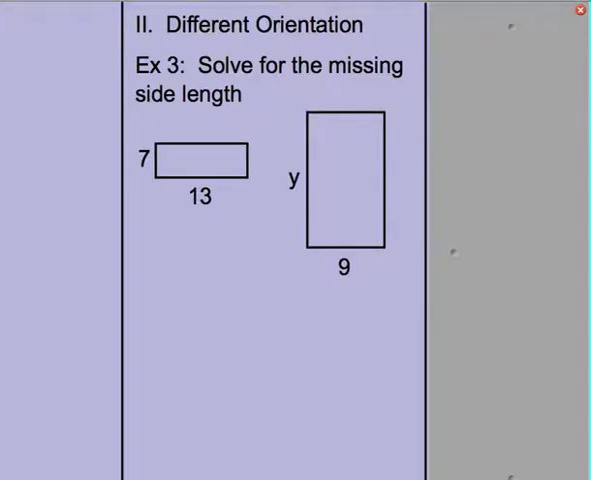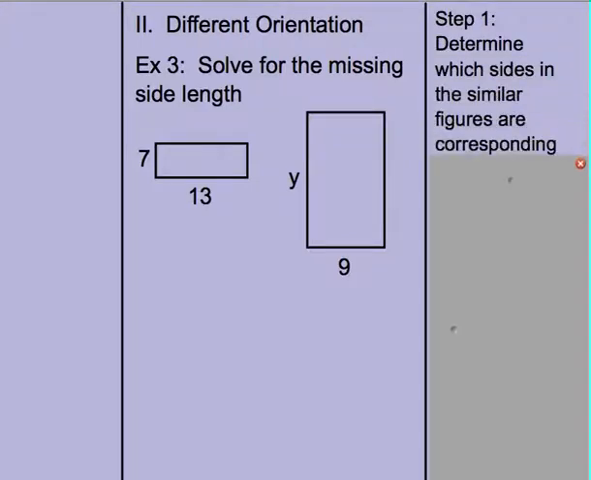Alright, so the last thing that we need to learn is what to do when our figures have a different orientation. So as you can see when you're looking at our rectangles, the first one is laying the long way, and the second one is laying the tall way. So this makes the job of finding the corresponding sides a little bit more challenging.